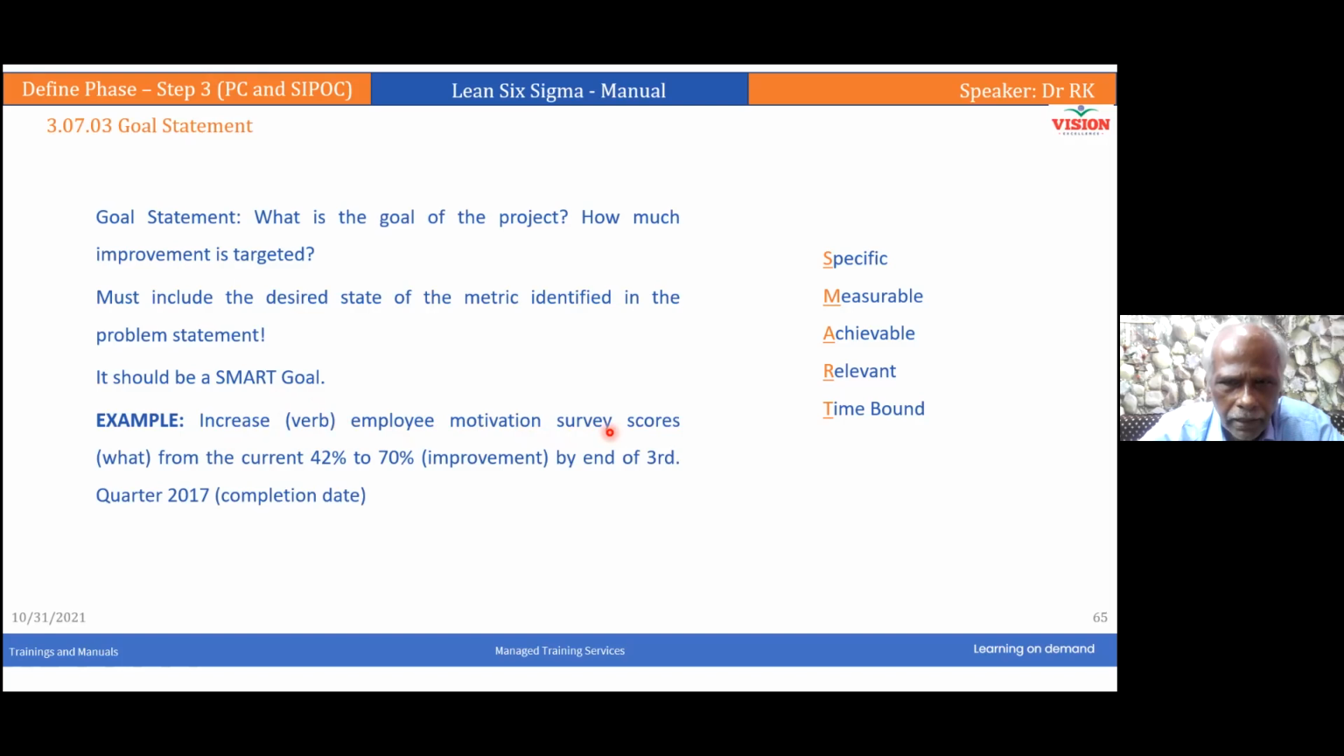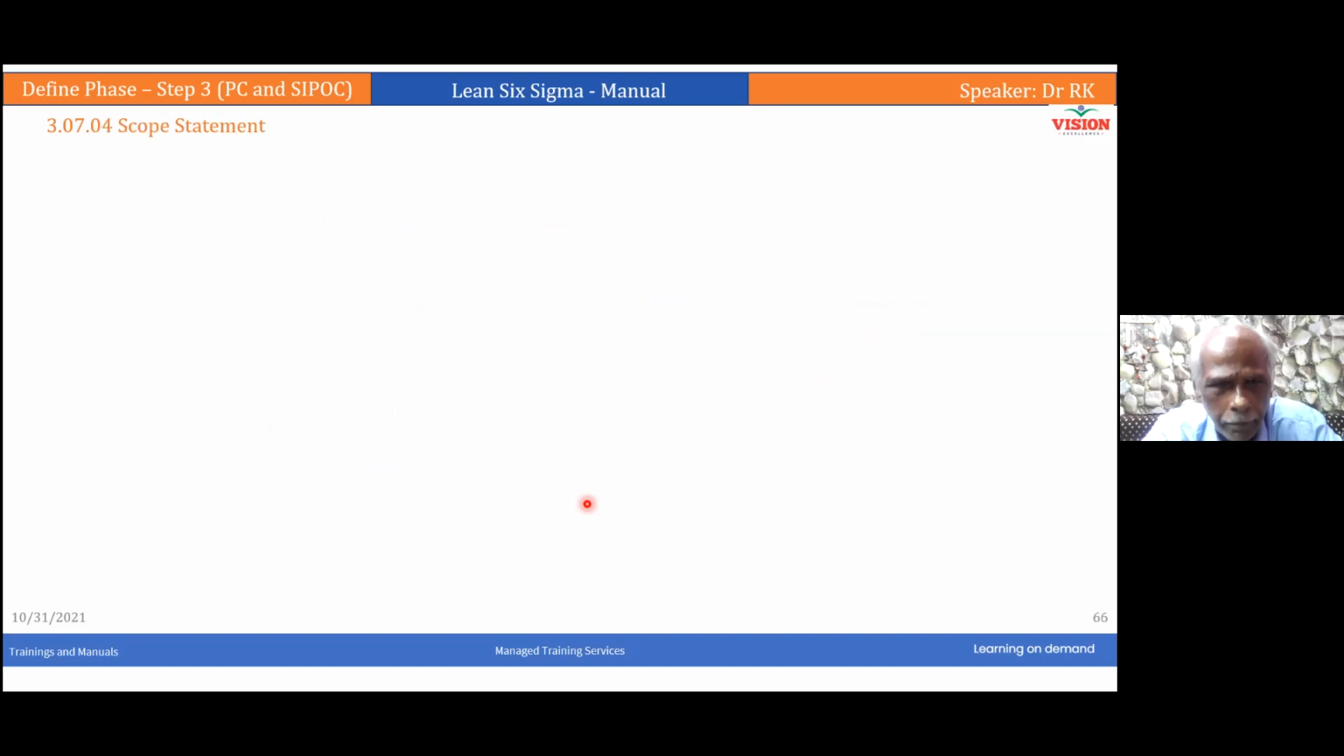Employee motivation survey scores. That is what you are going to increase or decrease. And from what level to what level? That is improvement. And by the end of which period? Time period. If you have all these answers, that is time bound, relevant, achievable, measurable, specific, you will get this line. All you need to do is common sense. Ask what, why, where, when, how. If you answer all these things cleverly, you will get a successful project charter and your project will be approved.